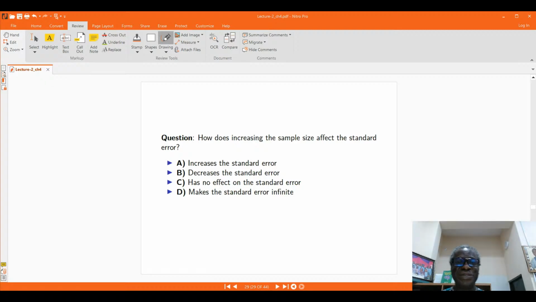This is question number three. How does increasing the sample size affect standard error? Does it increase the standard error, or does it decrease the standard error? A, increases the standard error. B, decreases the standard error. C, has no effect on the standard error. D, makes the standard error infinite.